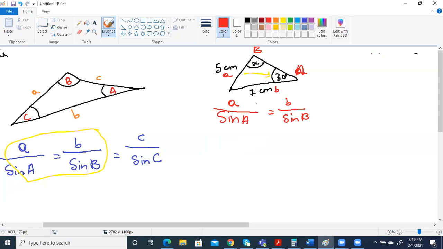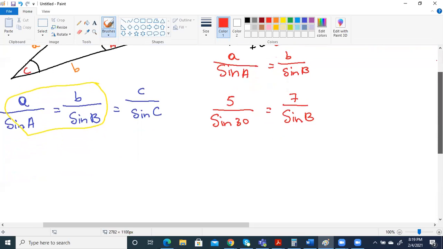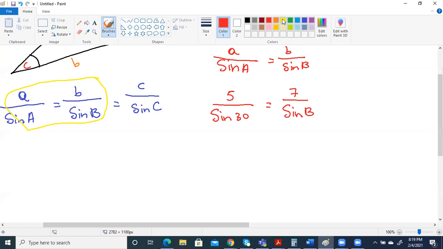Okay. All right. So let's plug in the values now that we have. Side A is 5 centimeters, so we have 5 over here. And angle A is 30, so we can put sine 30 right there. That's equal to side B, which we said was 7. And angle B is what we don't know, so this is sine B. I get those values and plug them in. All right. So I'm going to go ahead now and cross multiply.